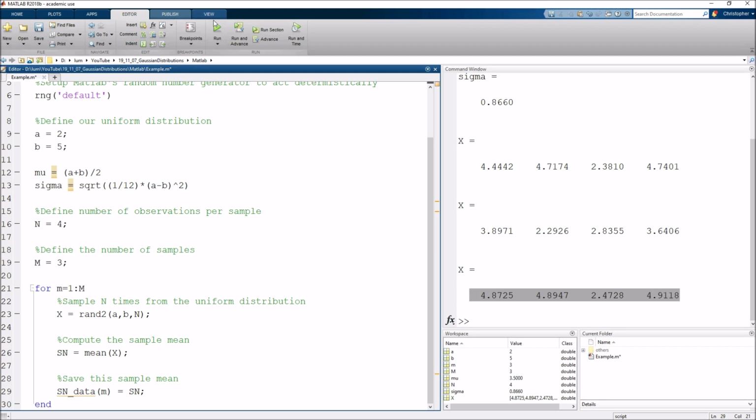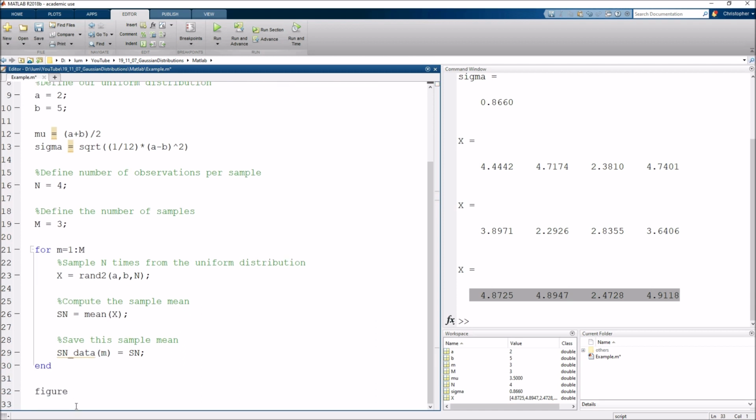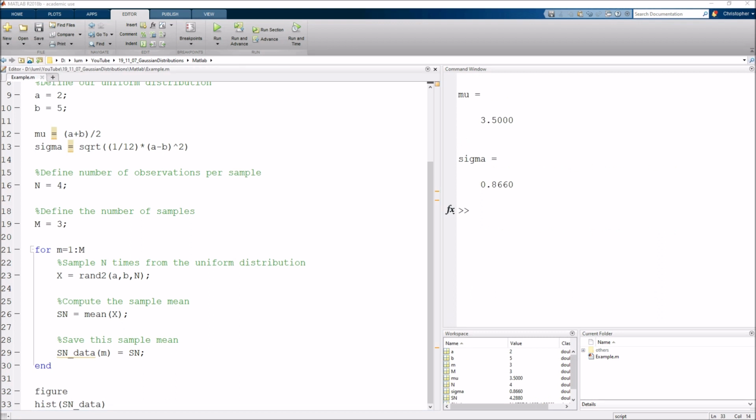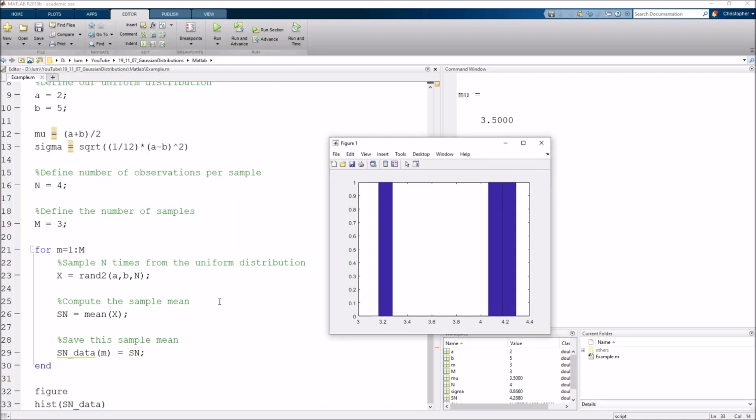Okay, so at this point, I think we're probably done. By the time we drop out of this loop, what we've done is run 3 trials or 3 experiments, and we ran 3 samples. Each one of those samples had 4 observations, and then we calculated all of the means. So what I could do is make a very boring histogram at this point of Sn data. The reason this is so boring is because we only have 3 samples, so you only have three occurrences in your histogram.